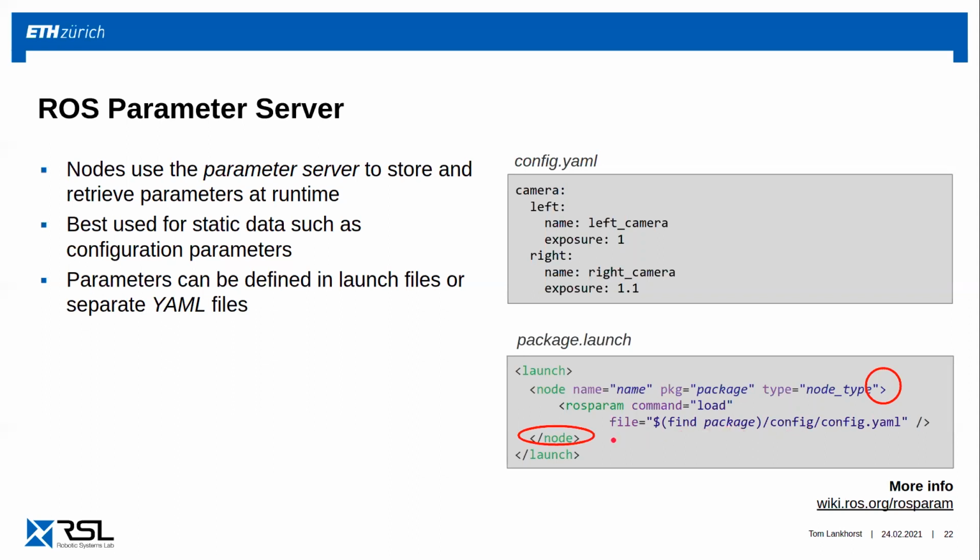Make sure that if you are nesting a child tag in another tag, that you do not close the tag at the end of the first part, but instead use a closing tag after all the child tags. So in this case, we have a node that contains a rosparam tag, and then we indicate that we want to close that node tag again.